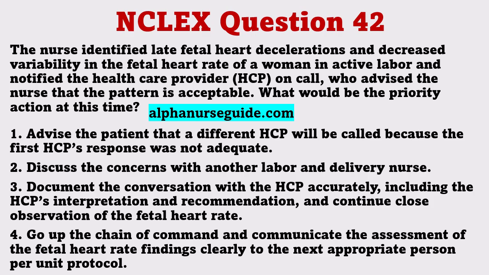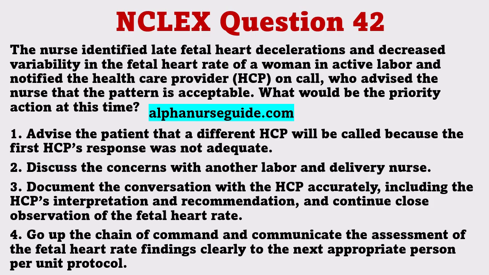The nurse identified late fetal heart decelerations and decreased variability in the fetal heart rate of a woman in active labor and notified the healthcare provider on call, who advised the nurse that the pattern is acceptable. What would be the priority action at this time? 1. Advise the patient that a different HCP will be called because the first HCP's response was not adequate. 2. Discuss the concerns with another labor and delivery nurse. 3. Document the conversation with the HCP accurately, including the HCP's interpretation and recommendation, and continue close observation of the fetal heart rate. 4. Go up the chain of command and communicate the assessment of the fetal heart rate findings clearly to the next appropriate person per unit protocol.